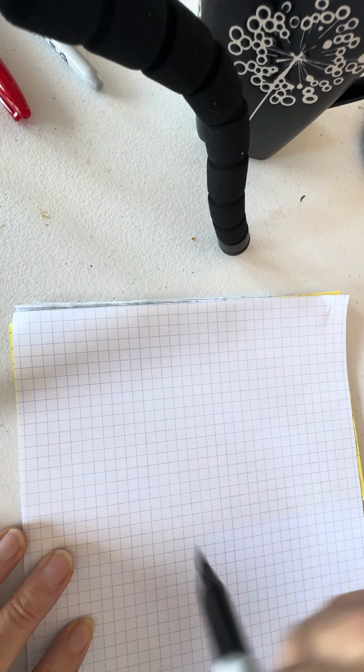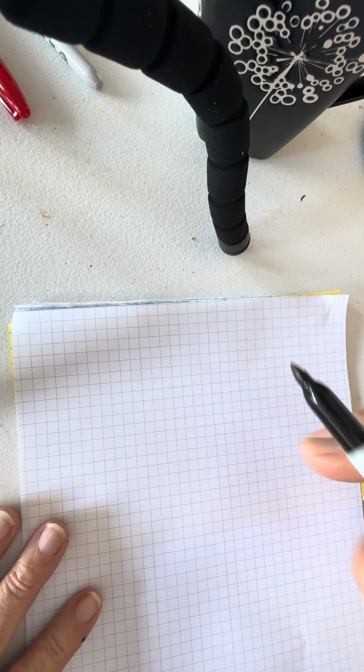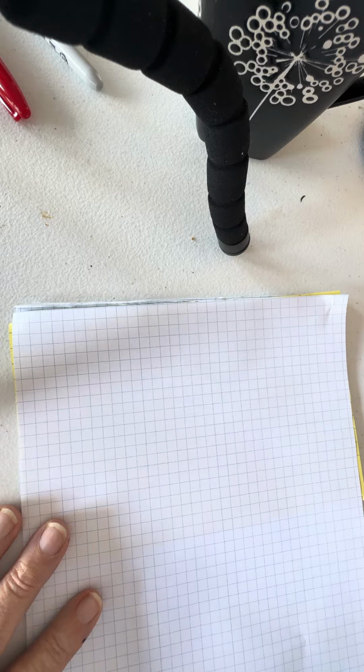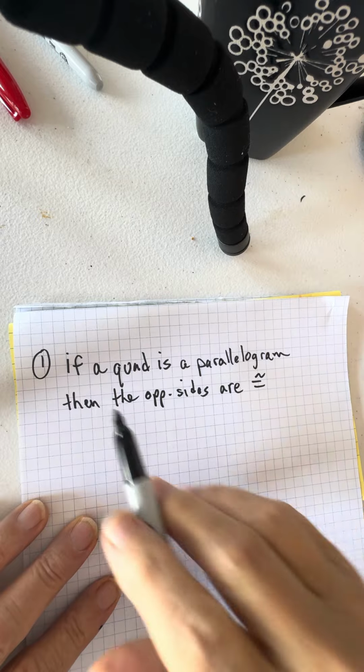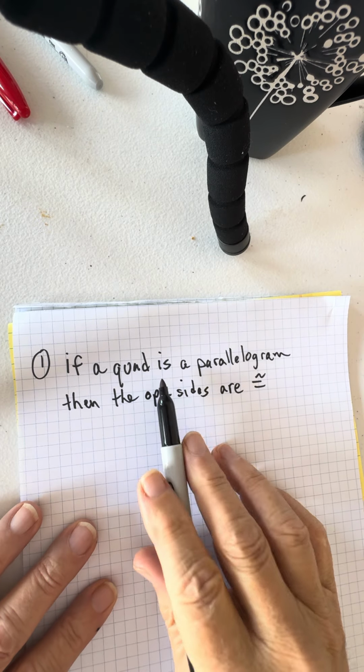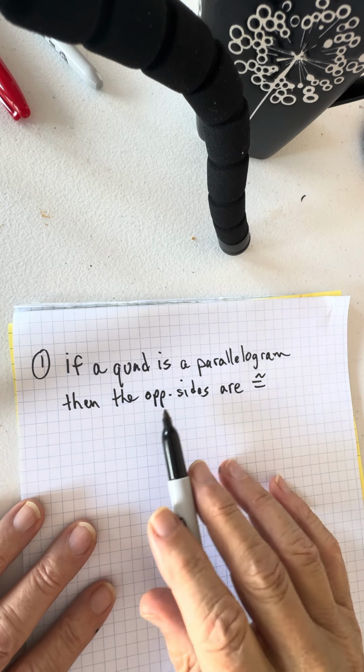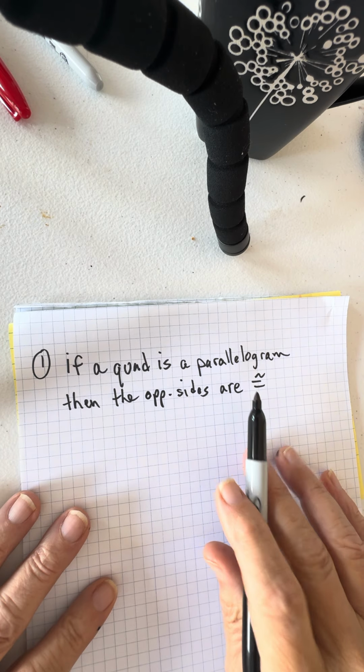Okay, question number 1 is asking for the converse of the statement. First, let me write the statement. Okay, I've written the statement. If a quadrilateral is a parallelogram, then the opposite sides are congruent.